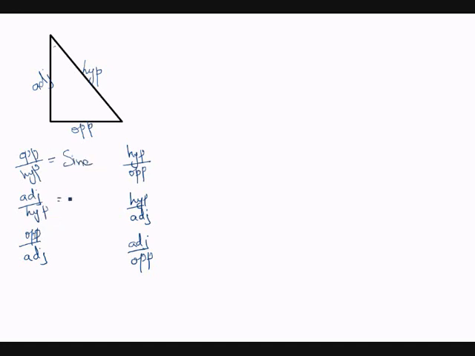Opposite to hypotenuse is always named as the sine ratio. Adjacent to hypotenuse is given the name cosine ratio. Opposite to adjacent, we call it tangent, and the reciprocal of sine will be cosecant, and the reciprocal of cosine will be secant, and the reciprocal of tangent is called cotangent.